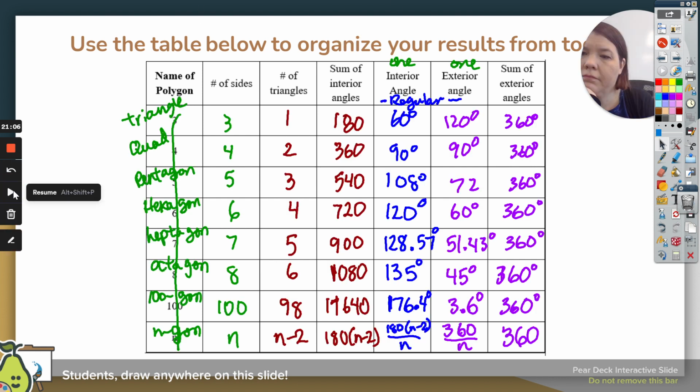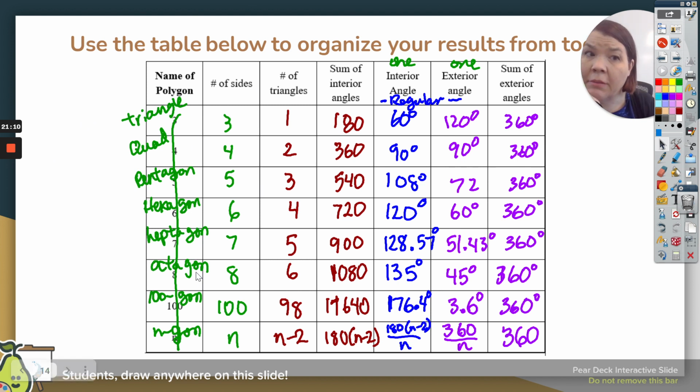And there you have it. This was a mistype, so sorry about that. It should be triangle, quadrilateral, pentagon, hexagon, heptagon, octagon, hundredgon, and n-gon, and then the number of sides should have moved. You can write them over here and just switch the titles if that's easier, whatever works. Number of triangles: 1, 2, 3, 4, 5, 6, 98, etc. Sum: those should all say degrees on them. The second to last two columns should be one interior angle of a regular polygon, and then the sum of the exterior angles. And that's it.